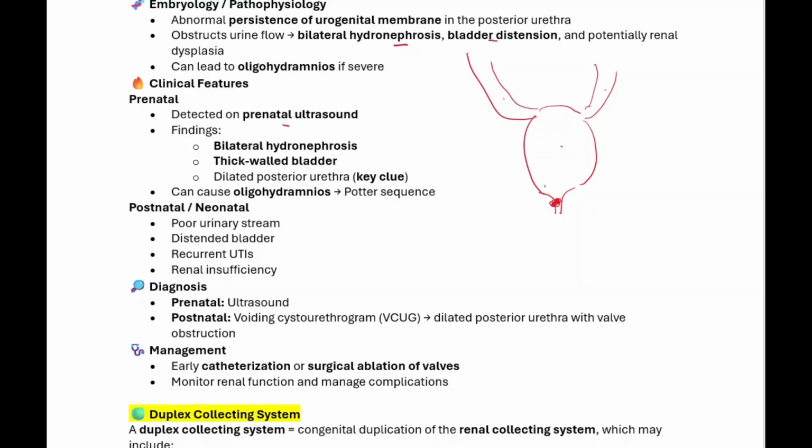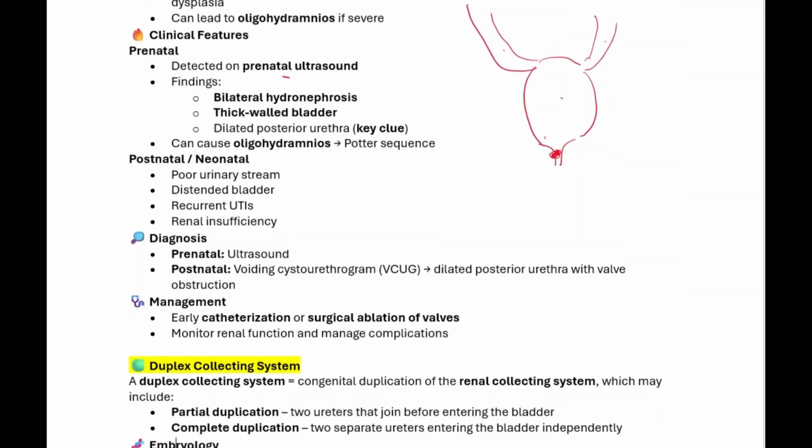Then postnatal or neonatal, they're going to have a poor urinary stream and a distended bladder. They could develop recurrent urinary tract infection because of vesicoureteral reflux, and they could have renal insufficiency. And for diagnosis, like we mentioned earlier, ultrasound is important. You could also do a voiding cysto-ureterogram in this patient that will show a dilated posterior urethra with valve obstruction.